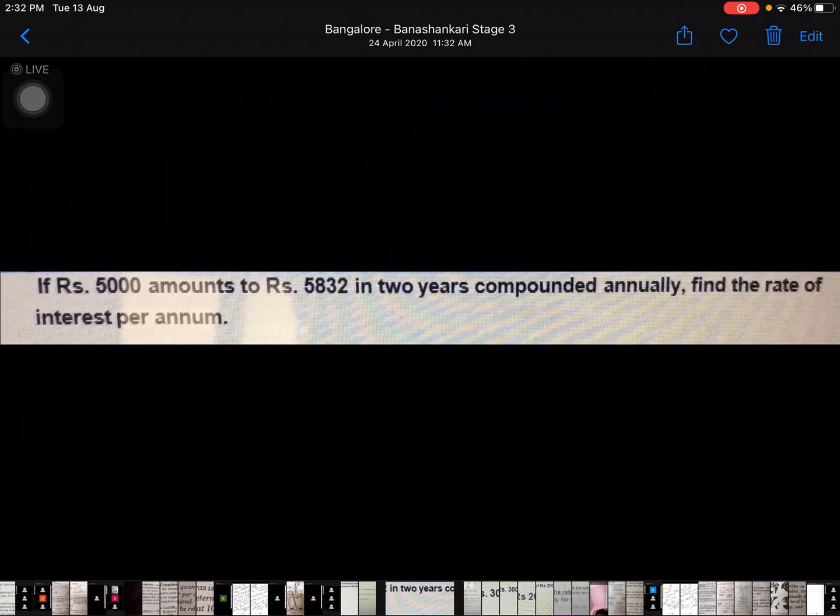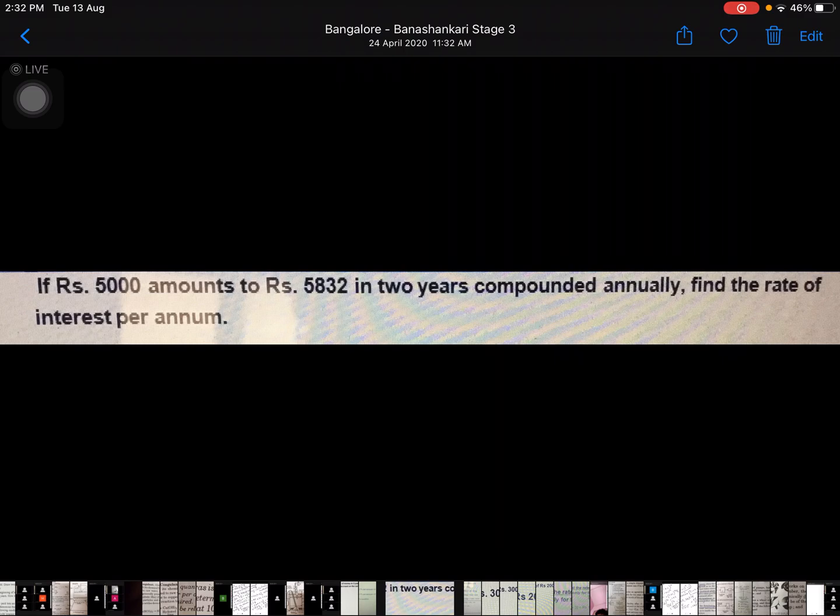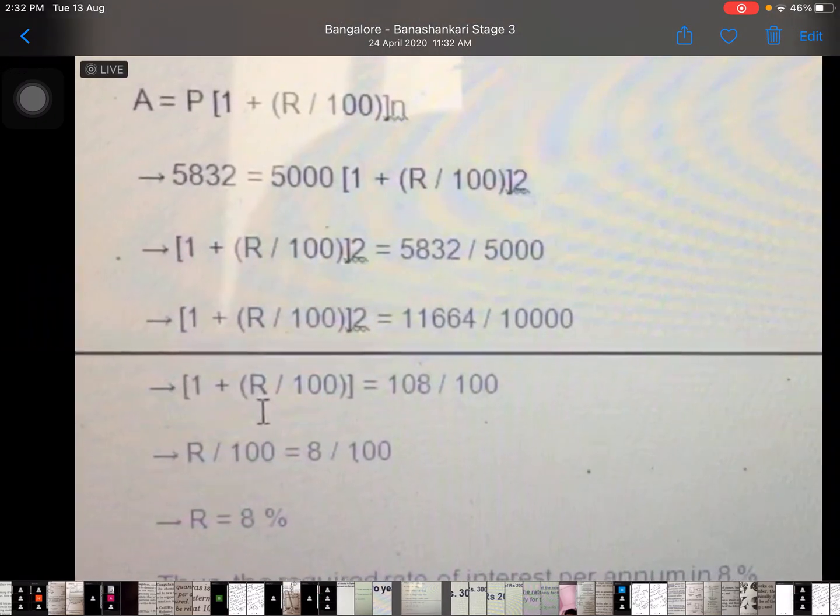Similarly, let us take one more problem, to find the rate of interest per annum if it gets compounded. Compounded is nothing but where the amount that is earned on a simple interest again gets increased multiple times, or it gets compounded. So if we take 5000 rupees, it has amounted to 5832 in 2 years, compounded annually. Find the rate of interest per annum.